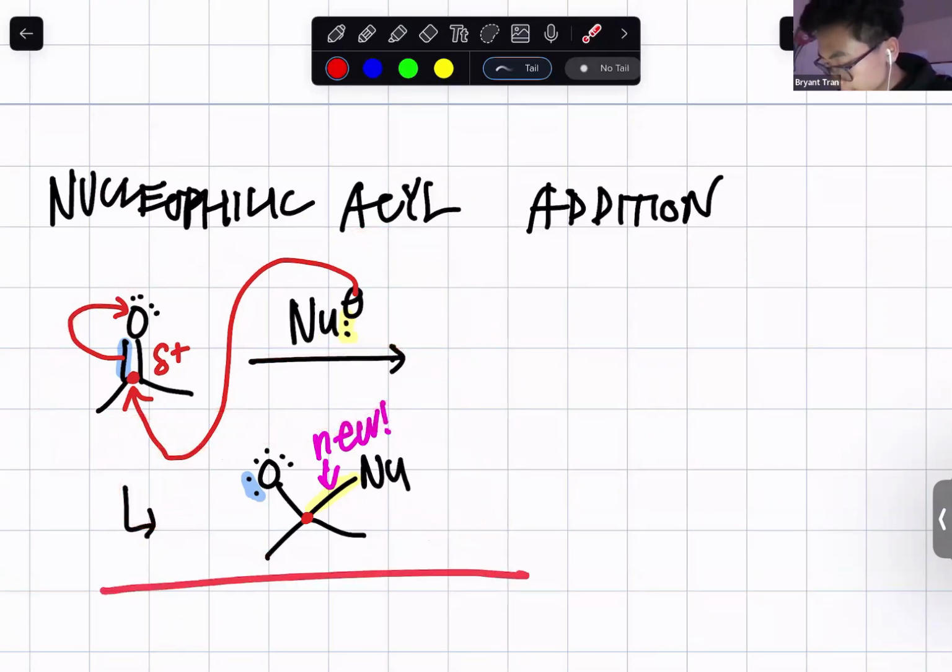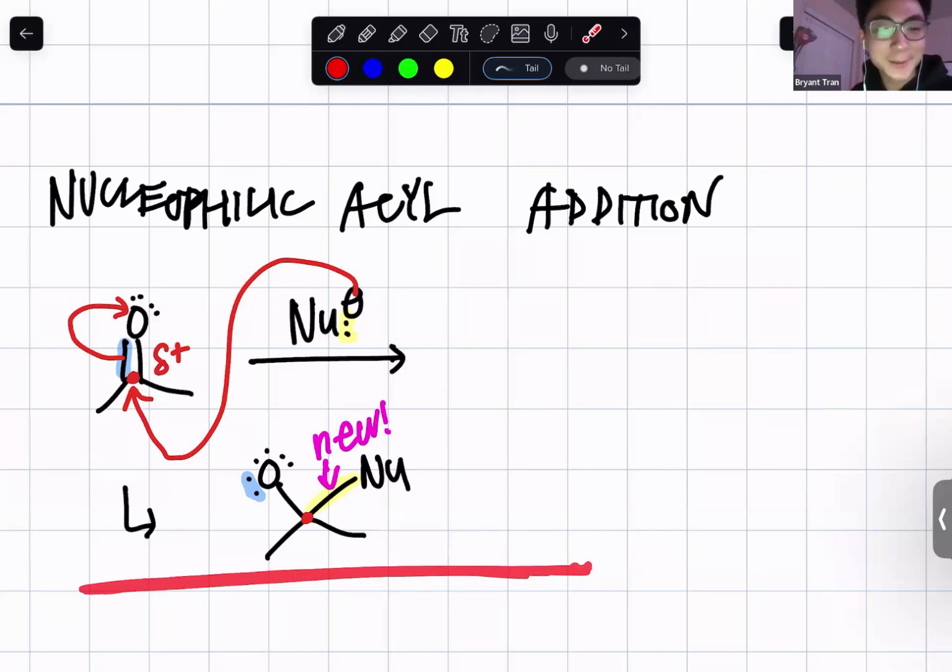Now there's something missing here. There is something missing here. Can you guys tell me what is missing here? This is especially important for a mechanism problem. Like, what am I missing in this intermediate? Formal charge, yes. On oxygen, what formal charge should oxygen have as a result of this interaction?